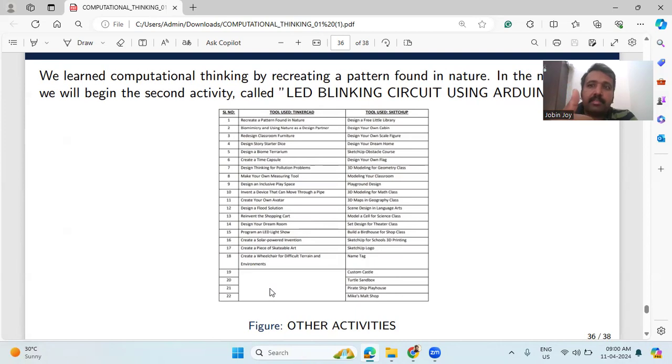Okay, so like this there are 18 activities in Tinkercad. Once we finish these 18 activities, then we will enter into the next tool, that is called SketchUp. There are 22 activities in SketchUp. After finishing the 18 Tinkercad activities, we will enter into the next level of SketchUp activities.